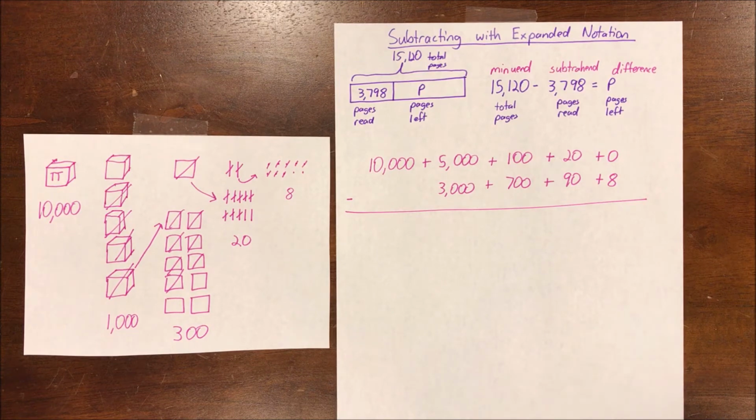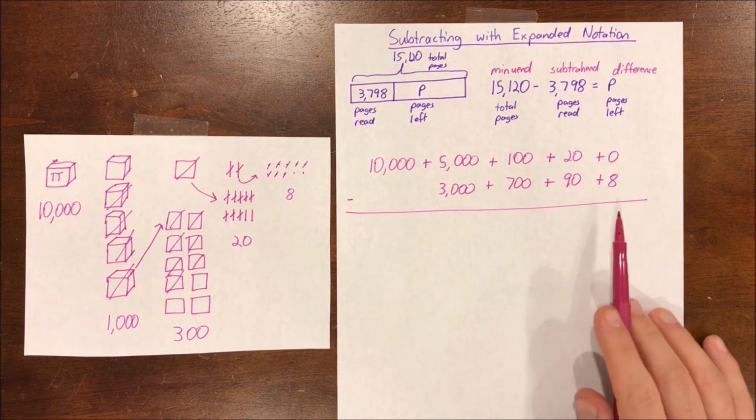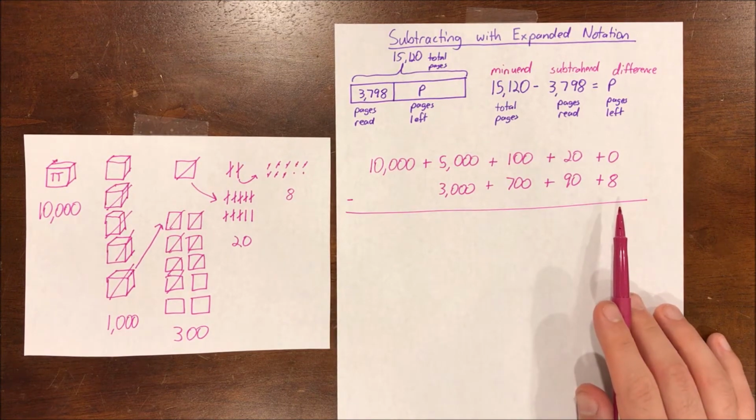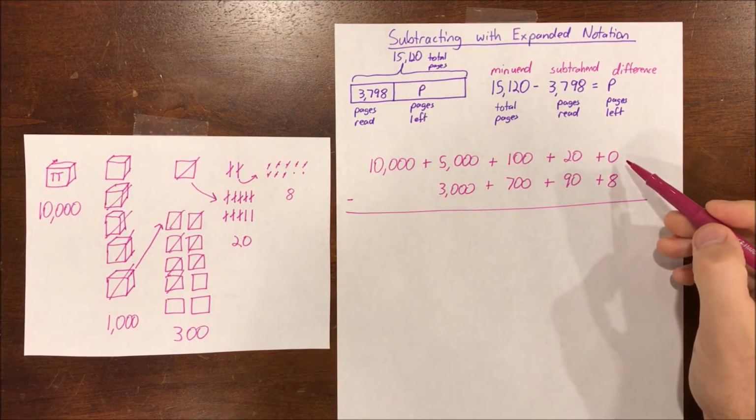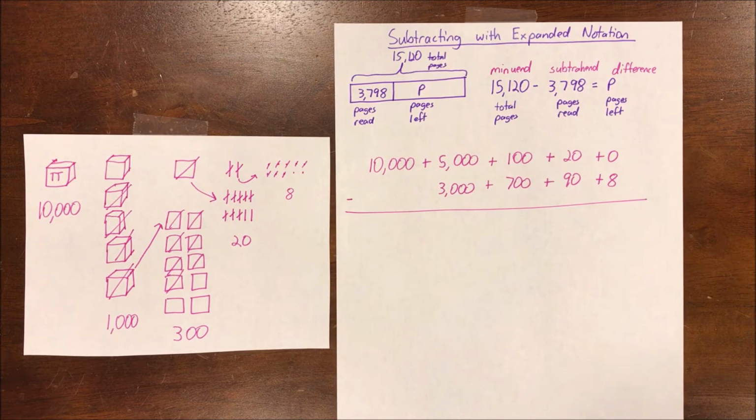Yeah, the ones, in case you need to regroup, just like addition. Well, do we need to regroup to subtract in the ones? How do you know? Say it out loud. Yeah, we do need to regroup. Our minuend in the ones is smaller than our subtrahend. We can't take 8 away from 0.